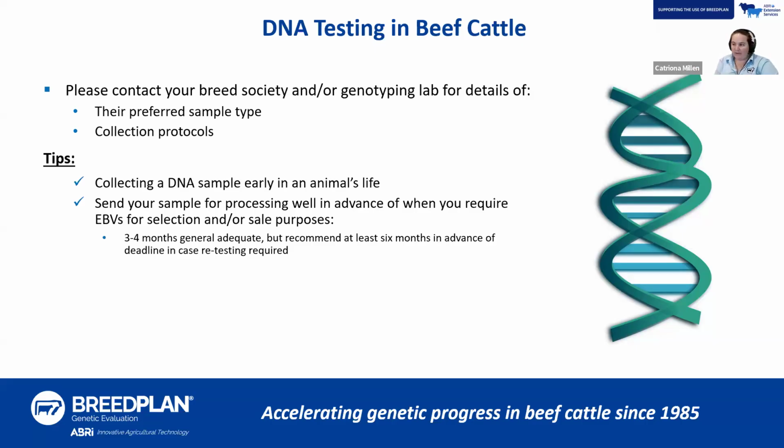So usually 3 to 4 months is adequate, but there are instances where the sample needs to be recollected, for example, they may not have got sufficient DNA out of it. So there's a recollection process and you need to repeat. So in that case, we recommend to allow yourself enough time for any repeat sampling, so that you get your DNA samples collected at least 6 months in advance of your deadline for when you want to use the EBVs for your sale catalogues or for your heifer selection, for example.